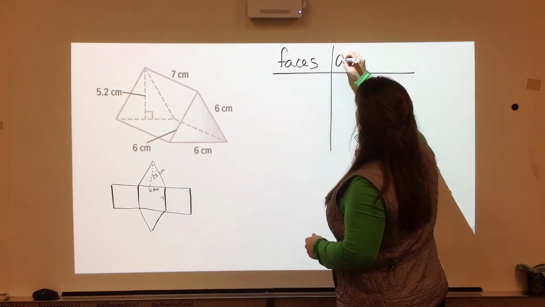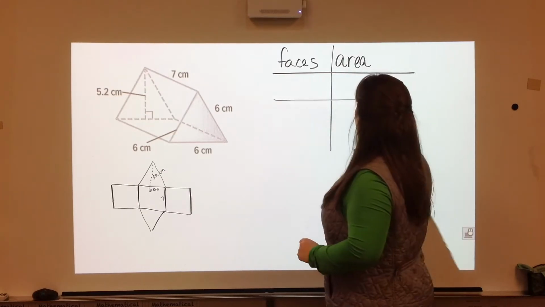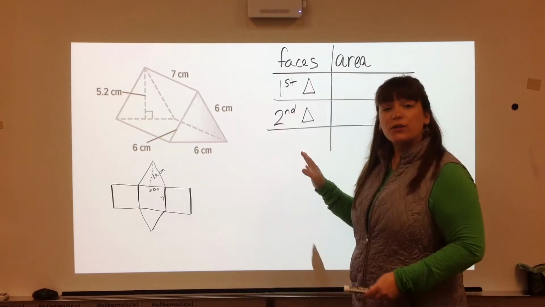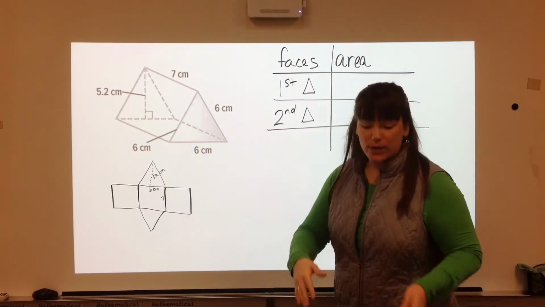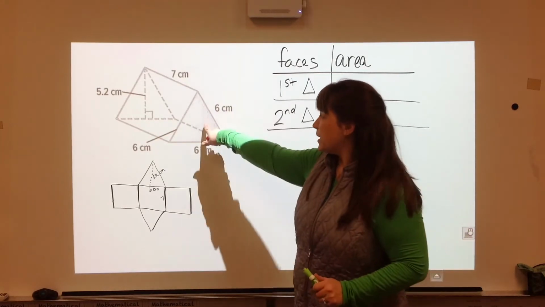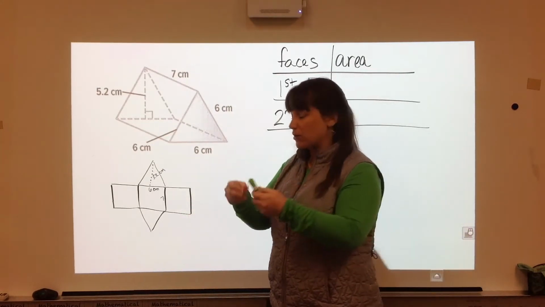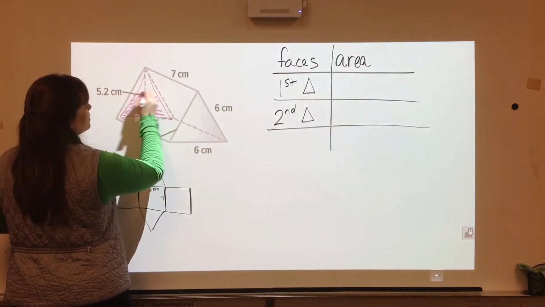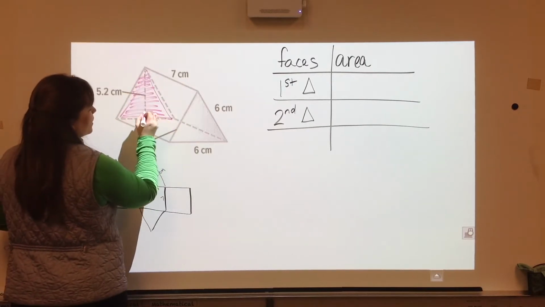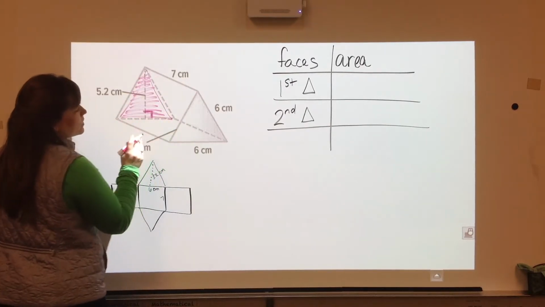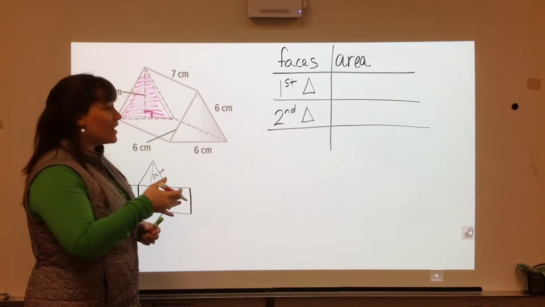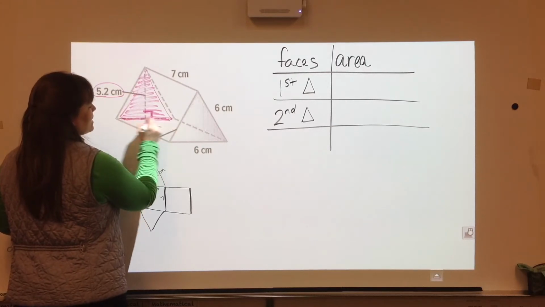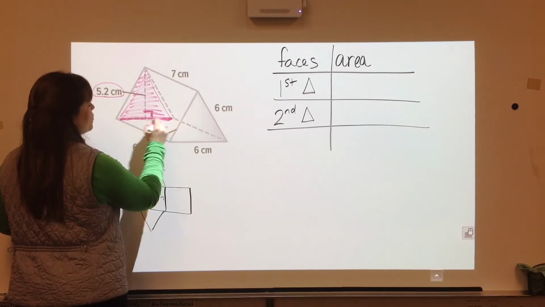I'm going to deal with the area, and my faces are going to be the first triangle and the second triangle. So we're going to deal with the triangles first. When we are using our 3-dimensional picture and not our net, we can use some colors, and I'm going to color in the triangle piece a very light color to start. This is the triangle that I'm looking at because it has the dimension of that height on it of 5.2, and I know that all of my sides and my base right here is going to be 6.